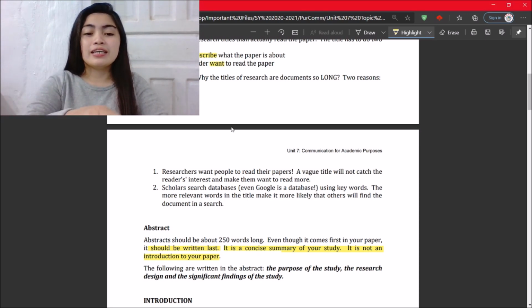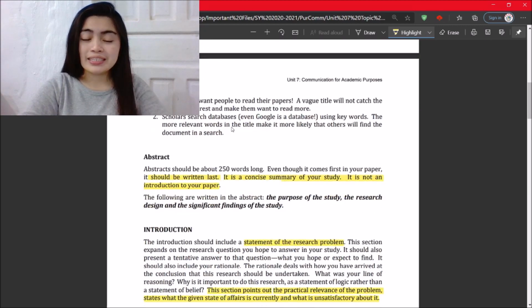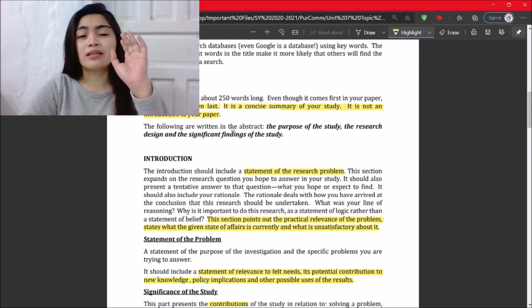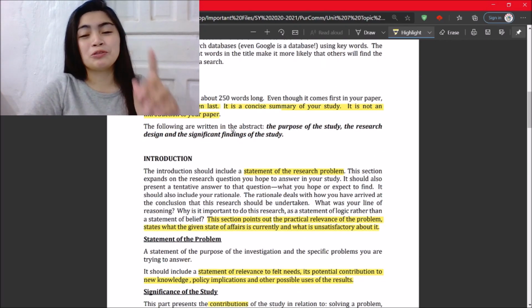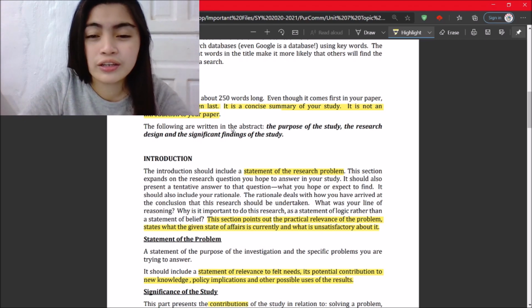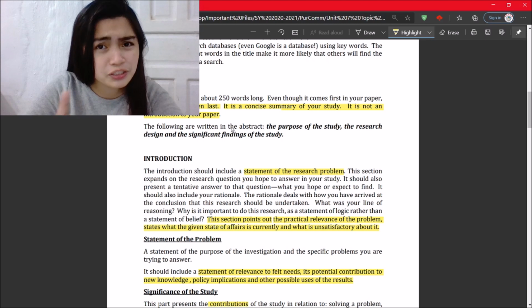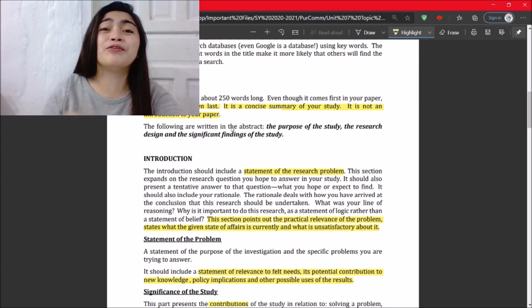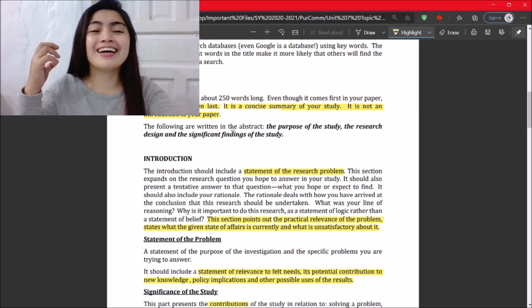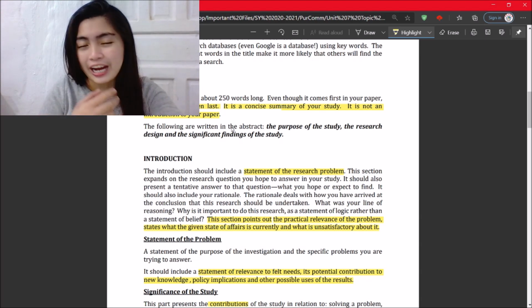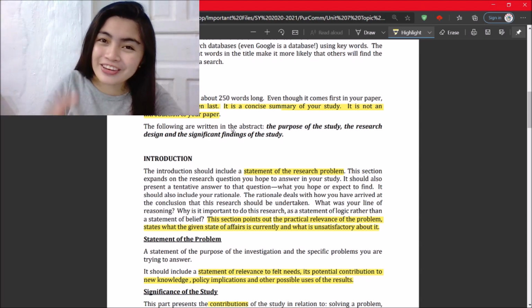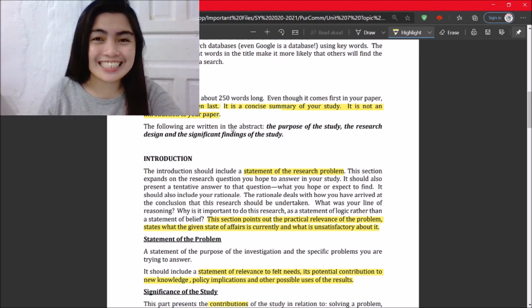Okay, next. The next one is the abstract. So, abstract should be about 250 words long. So, even though it comes first in your paper, it should be written last. Why? This is the summary of your study. You cannot create an abstract without finishing first your thesis.